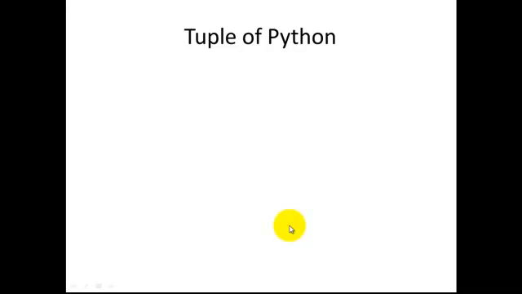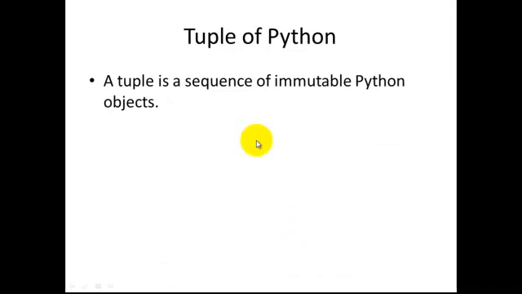Hi, in this session we are learning about the tuple concept in Python. Now let us understand, a tuple is a sequence of immutable Python objects. It is almost like an array or a type of list. So it has a sequence of information which is stored in it.